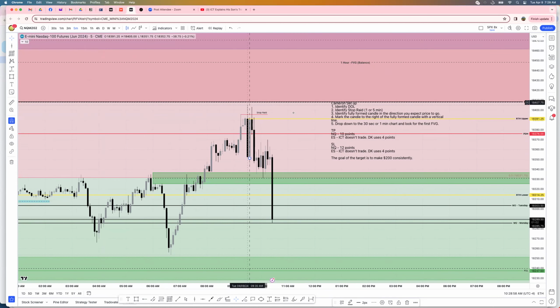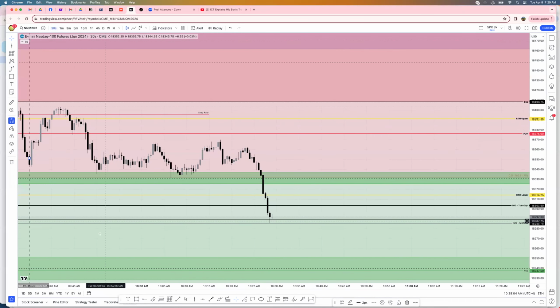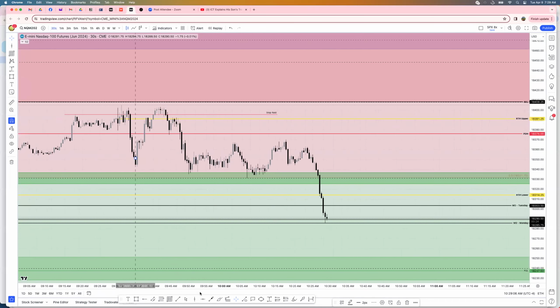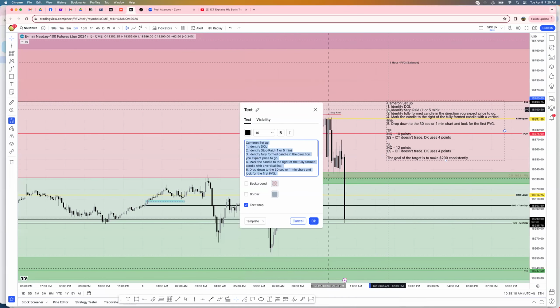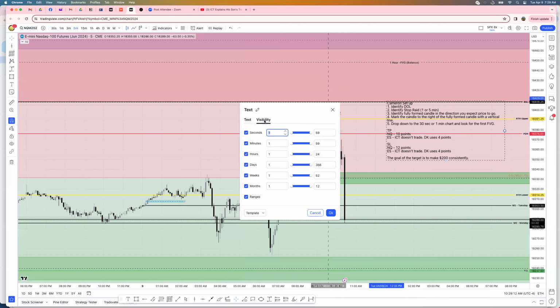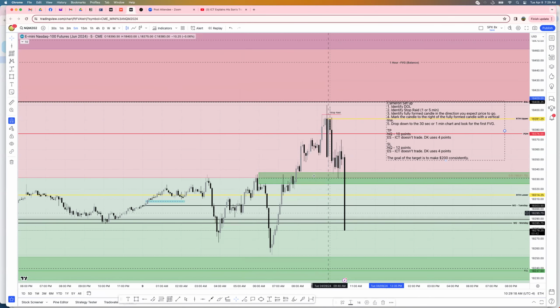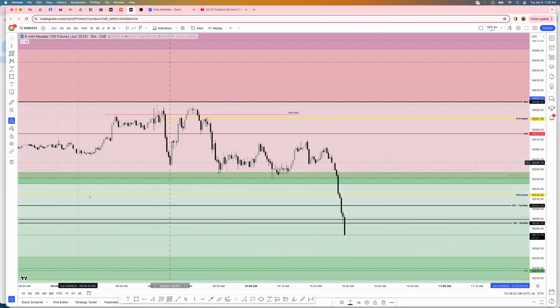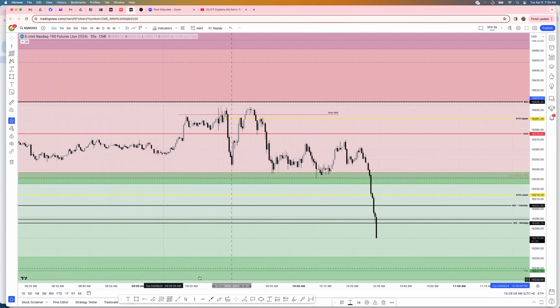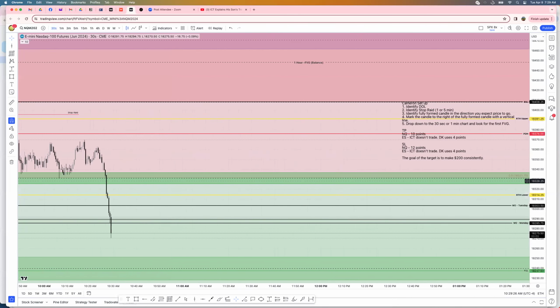Okay. Then drop down to the 30-second or 1 minute chart. So we drop down to a 30-second chart. Of course, my text is gone. I don't know if it's just there and it's over to the side or what, but there we go.